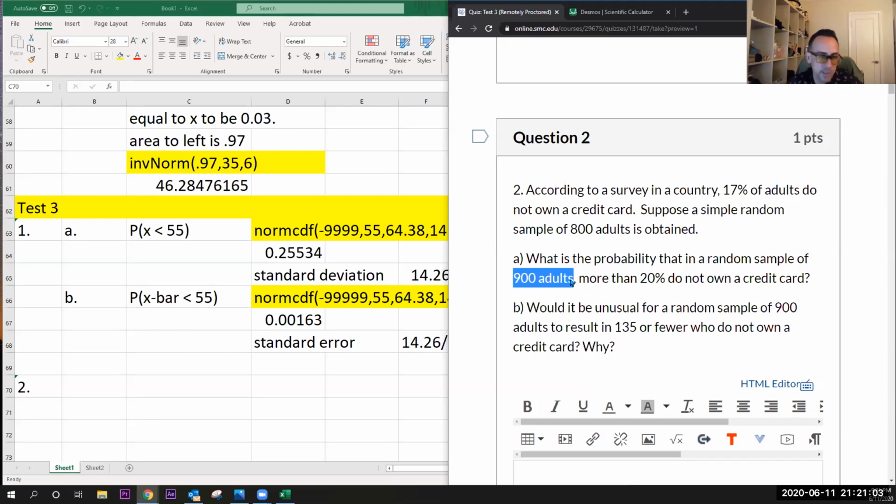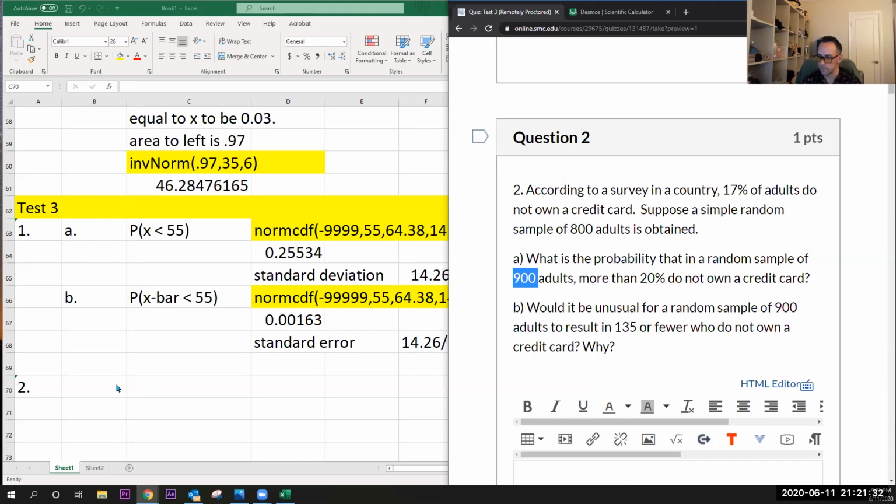In the last test, chapter 7, we were just doing regular norm CDF for a single person, but now this is for 900 people. We're trying to find the probability that 20% of the 900 do not own a credit card.